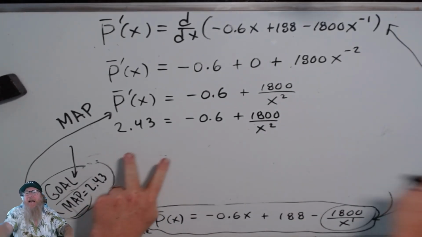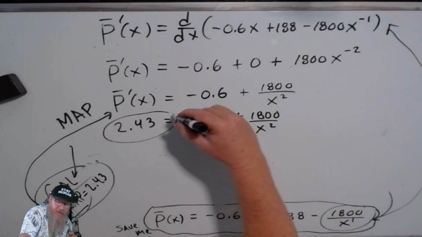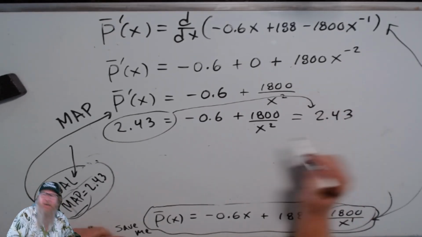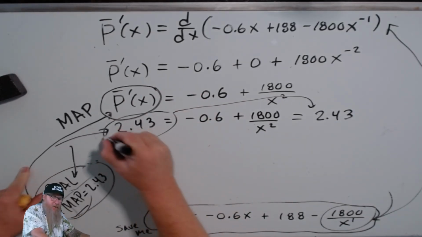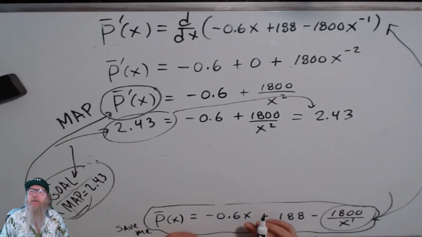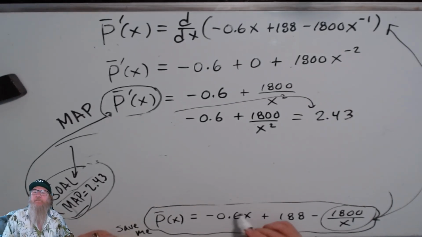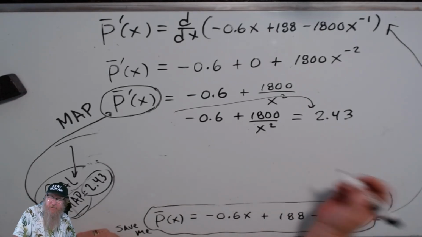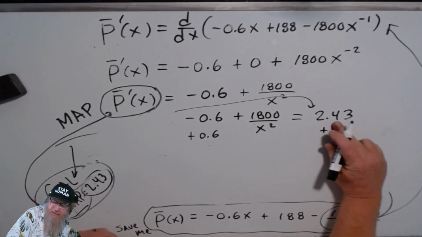Now, I'm right-handed, so I like to solve this way to the right. So I'm just going to move this over here. But it really does represent this, right? It represents the MAP, the marginal average profit. It is essentially the output. I like to put the output on the right-hand side. Okay. Just makes it easier to solve. So then I'm going to add 0.6, which is 60 cents.